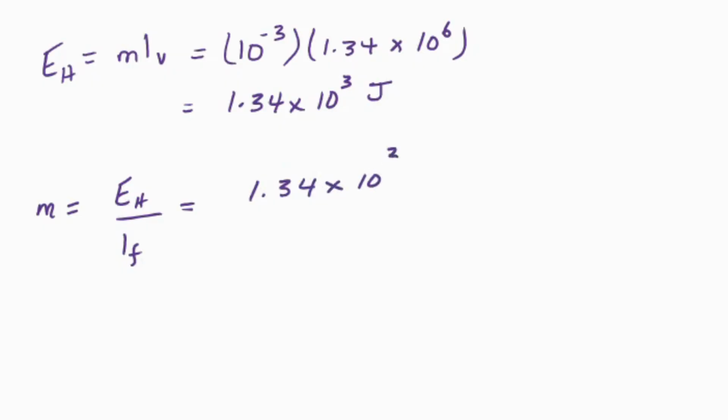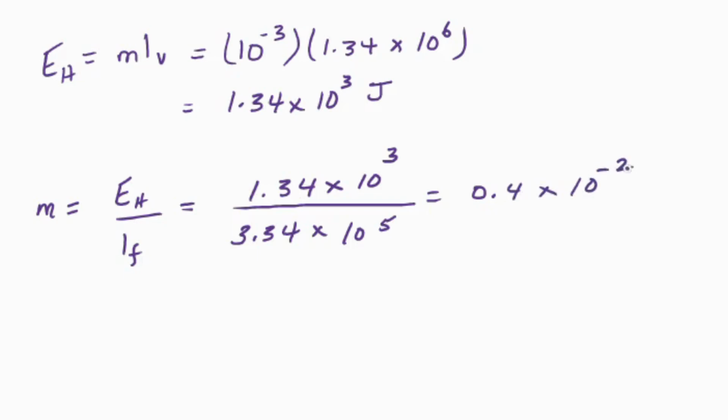So we're going to apply that. And then we're going to divide that by the latent heat of fusion, which is 3.34 times 10 to the 5th joules per kilogram. And when you do that, you're going to get 0.4. That's 1.34 divided by 3.34 multiplied by 10 to the minus 2.